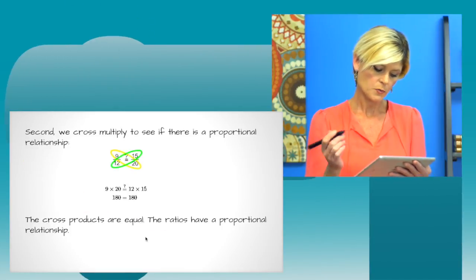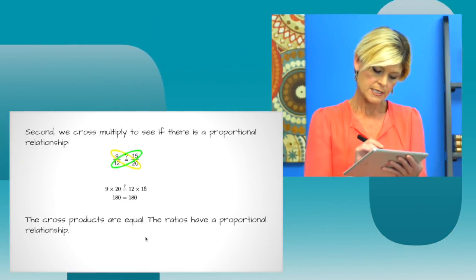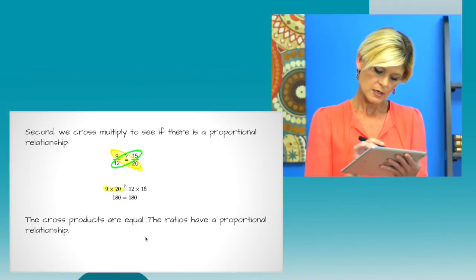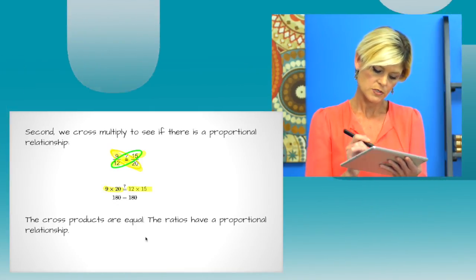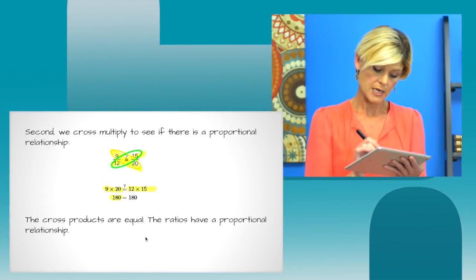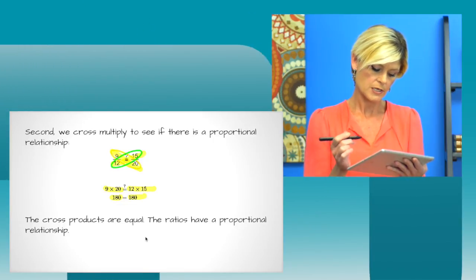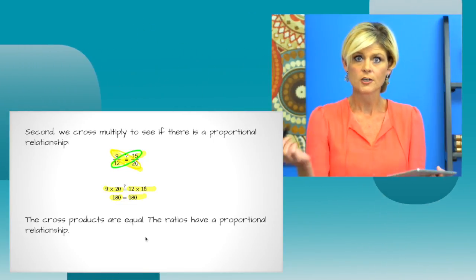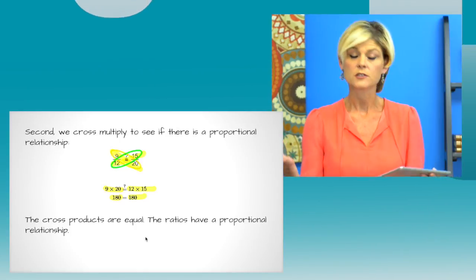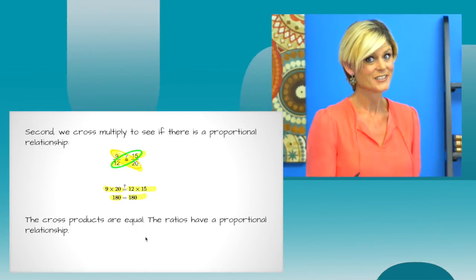Now we will cross multiply. 9 times 20, and we have 12 times 15. 9 times 20 is 180, and 12 times 15 is 180. So the cross products are equal. Therefore, we know that the ratios have a proportional relationship.